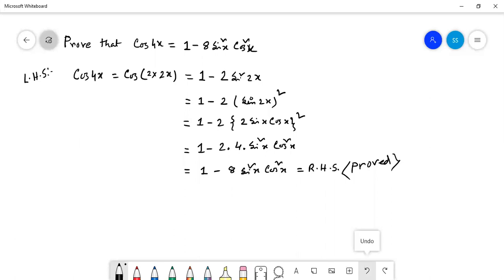Yes, sir. So I always told you that your proof or any kind of identity will give you the indication of what you should use. Here we are using the cos 2 theta formula as 1 minus 2 sin square theta. Because in the right hand side, which we have to prove, it is given as 1 minus something. So that's why, out of the 4 formulas of cos 2 theta, we are using this 1 minus 2 sin square theta. Clear?